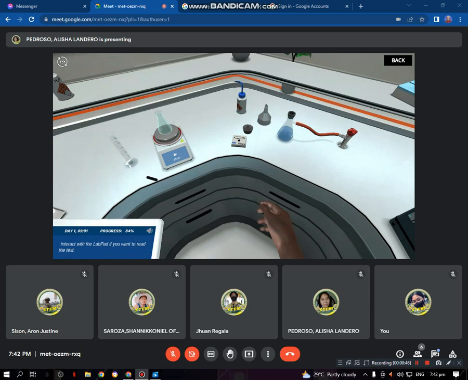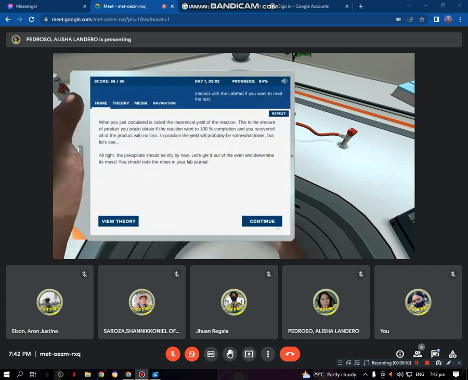Alright, the precipitate should be dry by now. Let's get it out of the oven and determine its mass. You should note the mass in your lab journal.